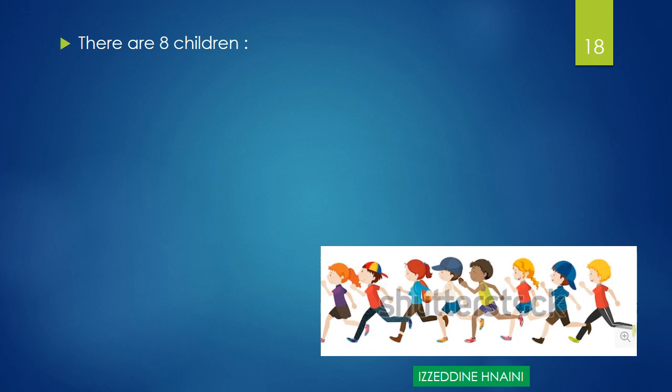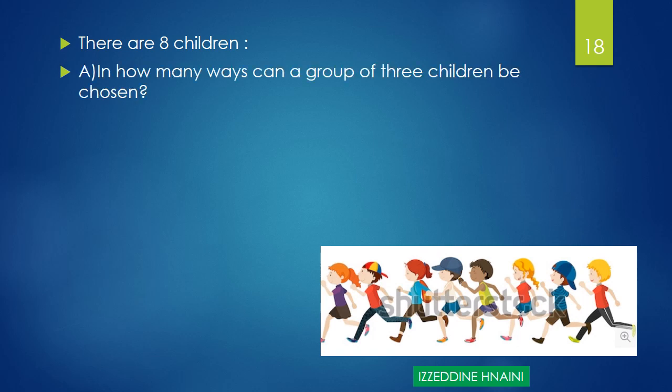We have 8 children. We want to make a group of 3 children. Here in the group, the order is not considered, so we use combination 8C3, that is 56 ways.